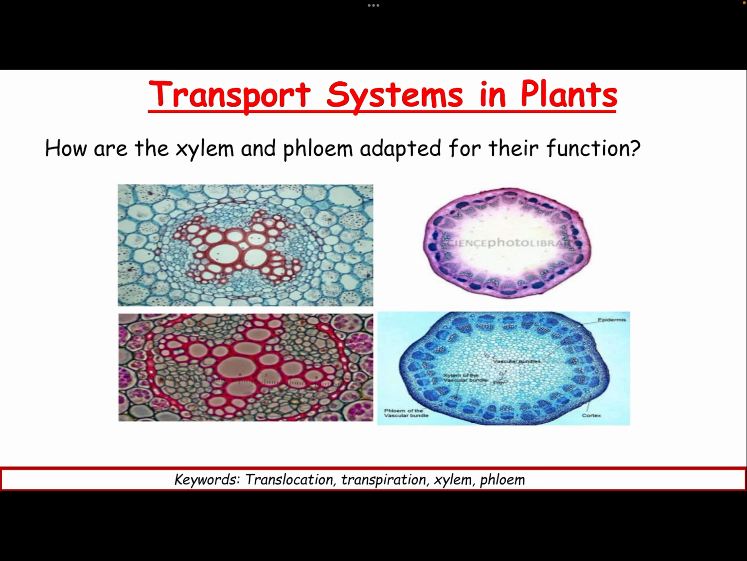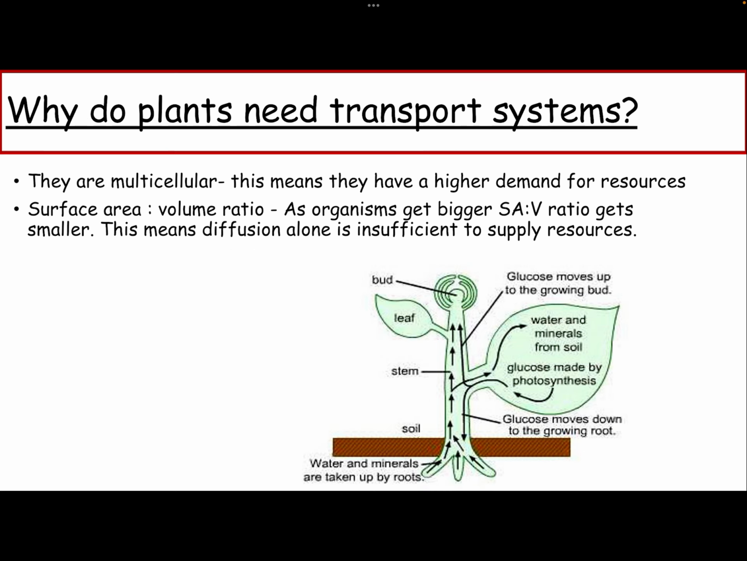Transport systems in plants. How are the phloem and xylem adapted for their function? So you can see them here. These are pictorial diagrams of these two systems or tissues within the plant, which we'll talk about more in a moment. Why do plants need transport systems?